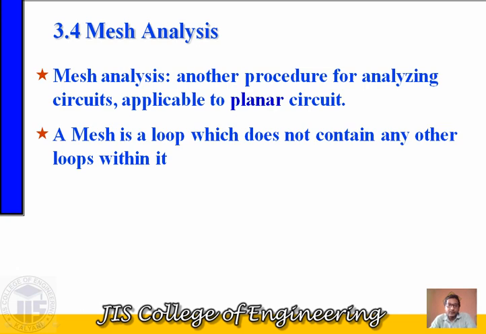So that's written over here: a mesh is a loop which doesn't contain any other loops within it. Loops mean nothing but closed paths. A loop may have several other closed paths within it, but a mesh is considered within a single loop, meaning no more closed paths exist inside it, right?